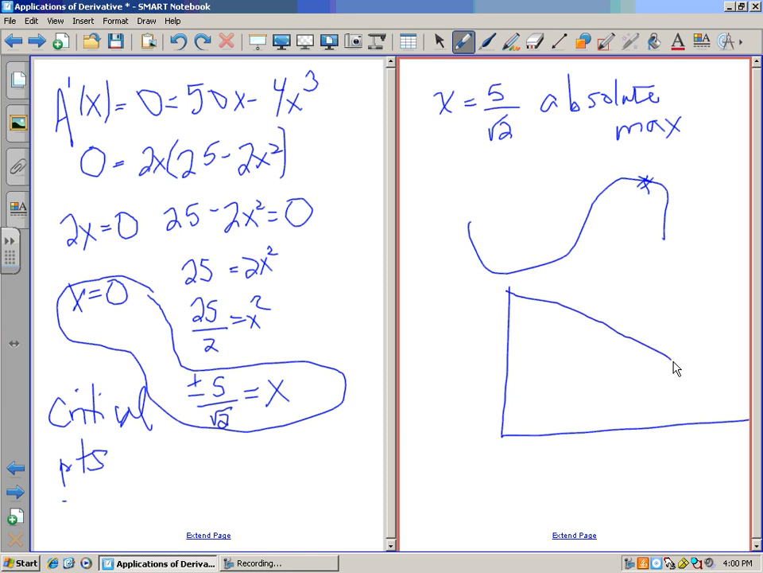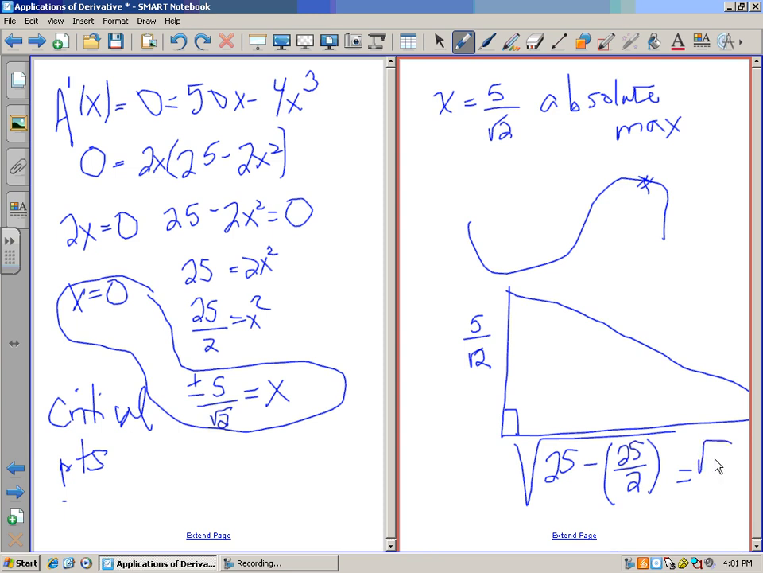Well, here's a little sketch of the triangle. x was right here, and that's 5 over square root 2. The other dimension was the square root of 25 minus x squared. Well, x squared is 25 halves. The square root of 25 minus 25 halves is the square root of 25 over the square root of 2.